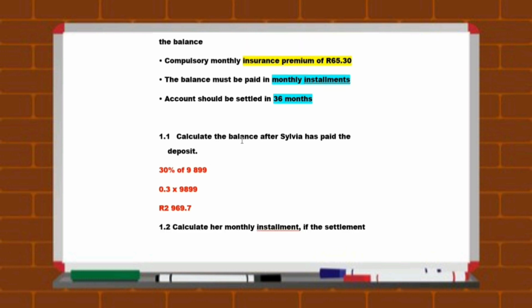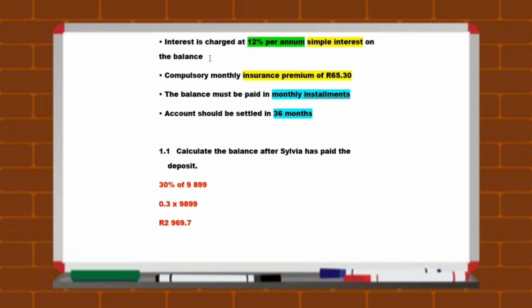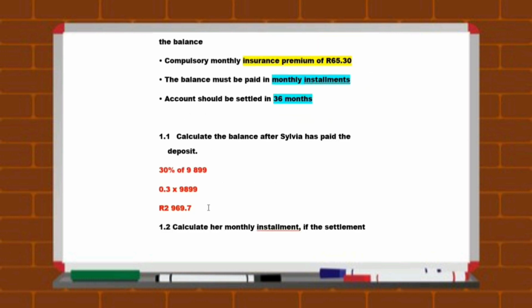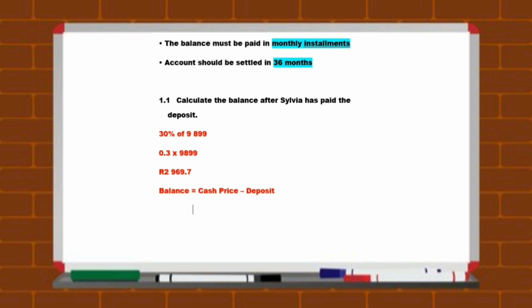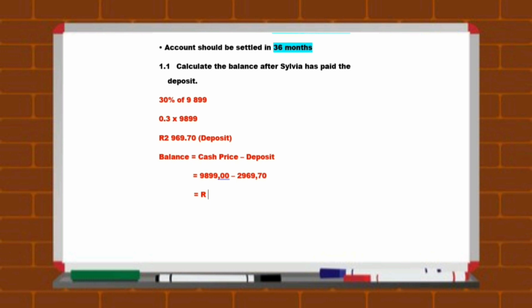But they are asking for the balance. So what's the remainder after you've paid your deposit? So you're going to say, okay, fine. The cash price minus the deposit is the balance. So the balance is equal to your cash price minus your deposit, which is 9,899.00, where 00 represents the cents, minus 2,969.70. So your final answer will be 6,929 and 30 cents, right? This is the amount that's remaining after you've paid your deposit.